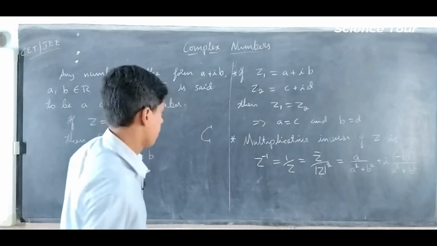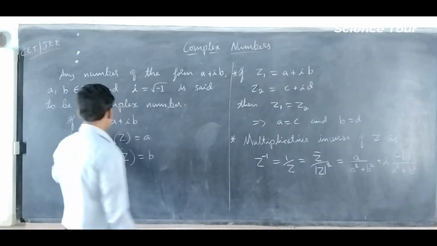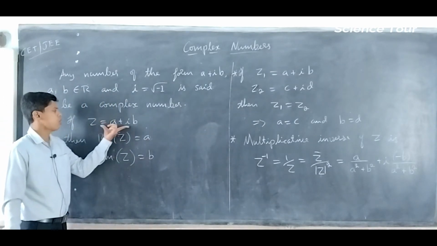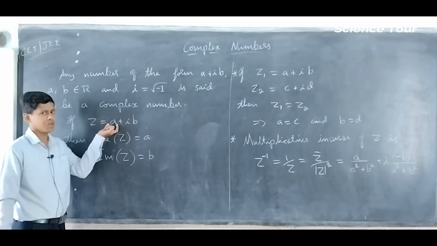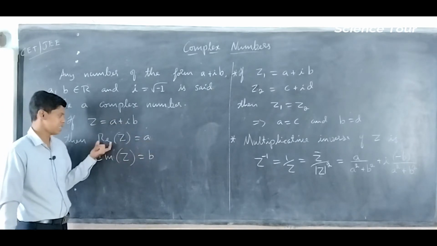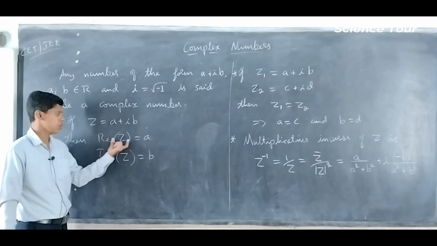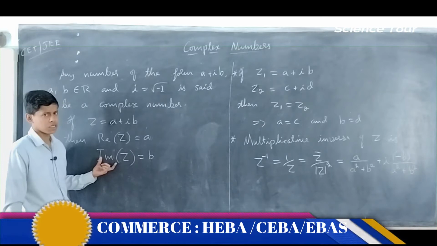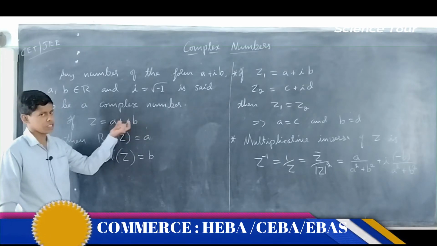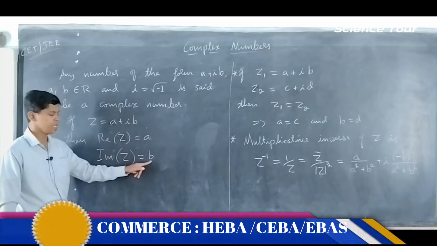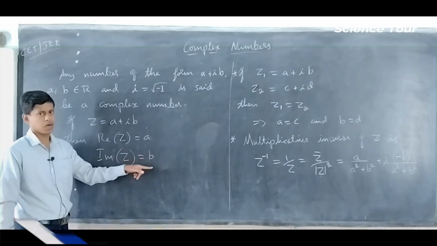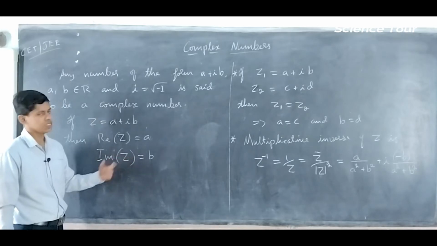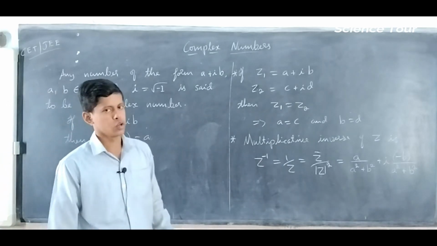Now, if z is a plus ib, then what is the real part of this complex number? The real part of the complex number is a and it is denoted by Re of z, and the imaginary part of this complex number is b. It is not ib, it is only b. That is the imaginary part of the complex number and it is denoted by Im of z. Well, so that's about the notations.